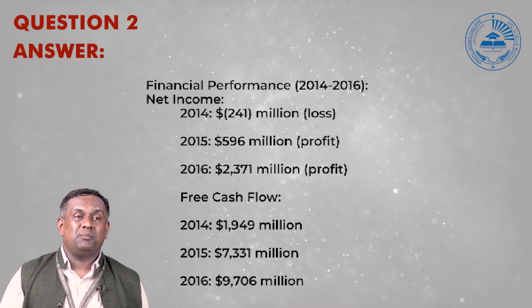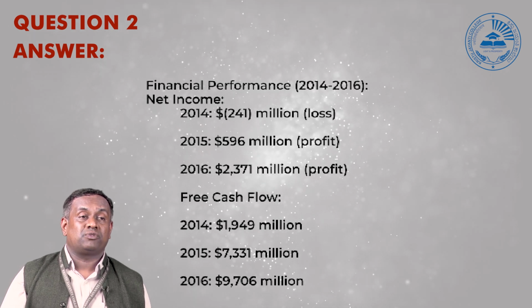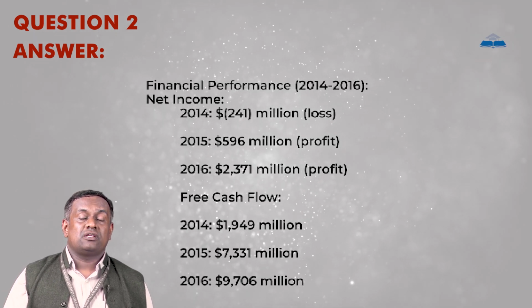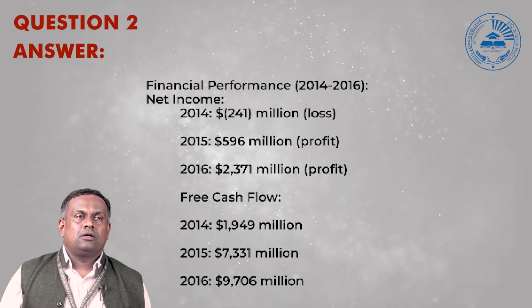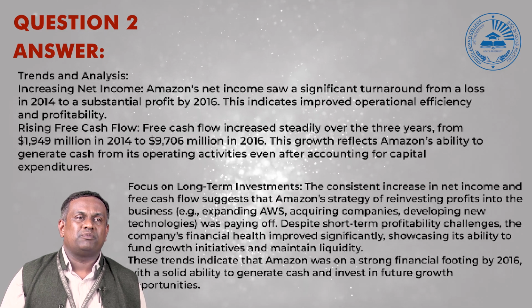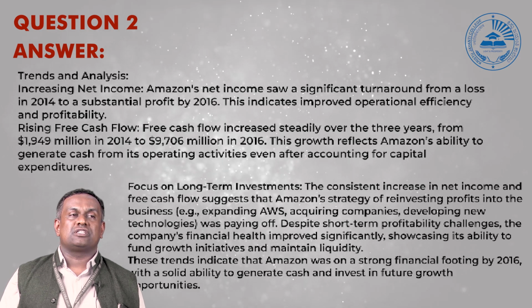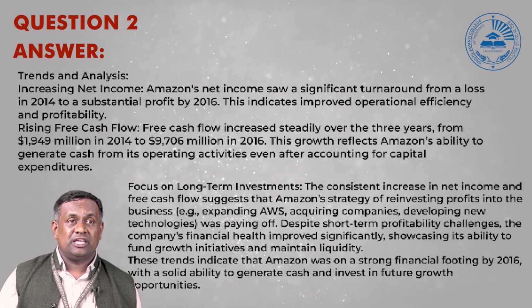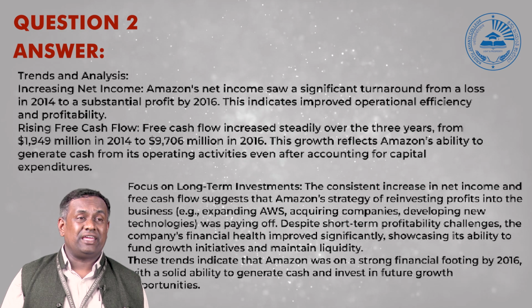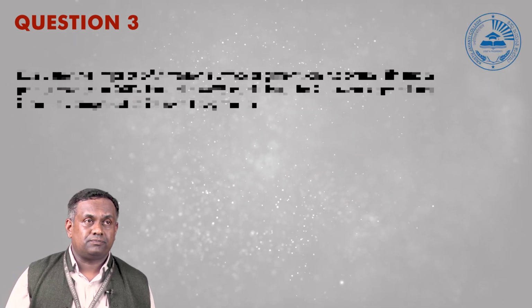You can also find a similar trend in terms of the cash flows. The free cash flows increase from 1,900 to 9,700. As I told, the net income is also a very significant turnover from the loss making in 2014. It has gained substantial profit in 2016, which indicates improved operational efficiency and profitability, and rising free cash flows focus on long-term investment. So these are the things that made the company go from loss making to a profit making organization.